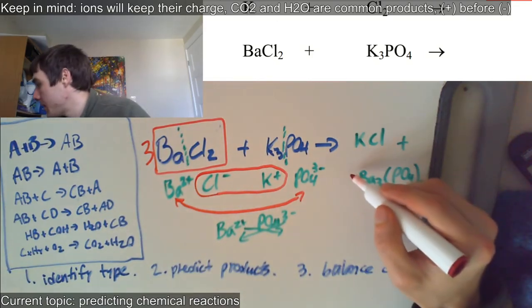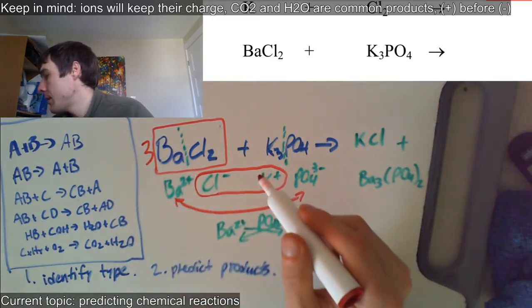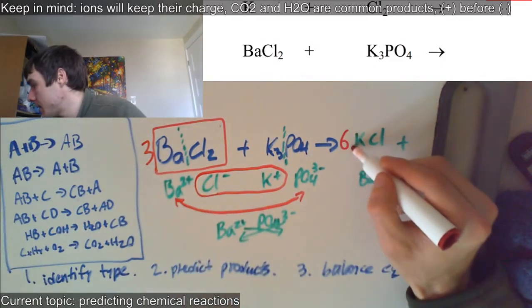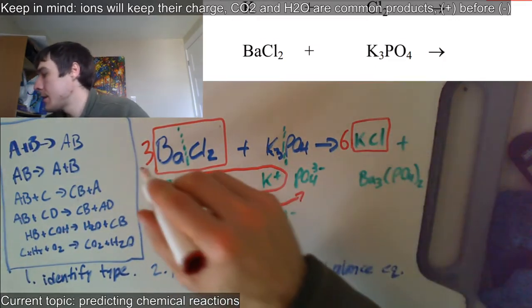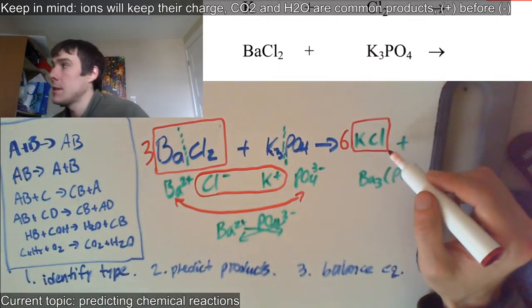So we have, that's fine. If we have 6 chlorines, we need 6 of these, right? Because that's our 6 chlorines on this side. 3 times Cl2 is 6 chlorines. 6 times Cl, 6 chlorines.